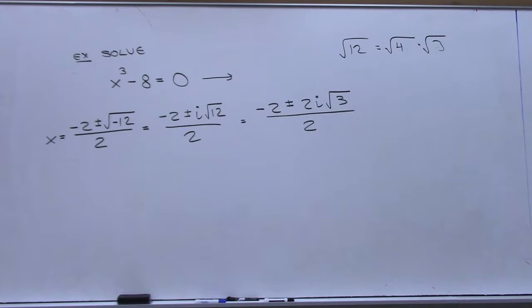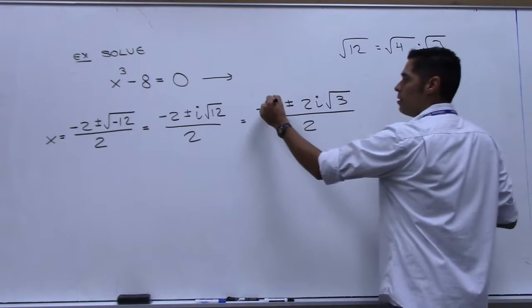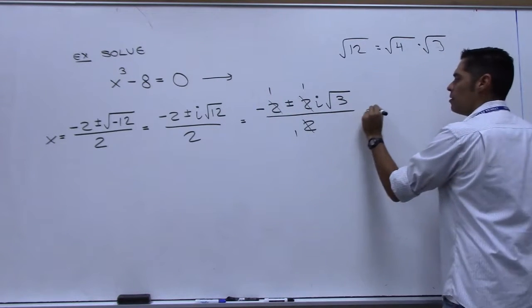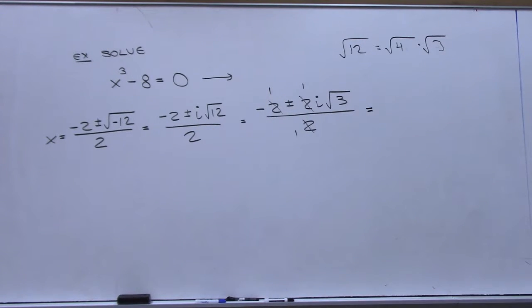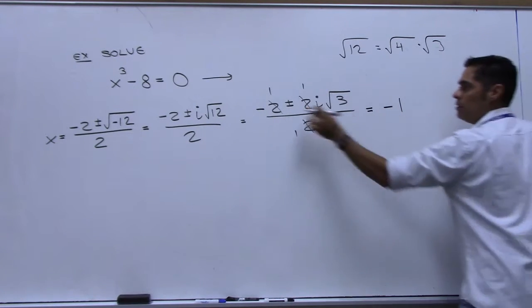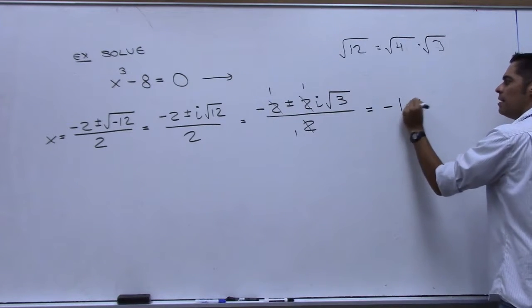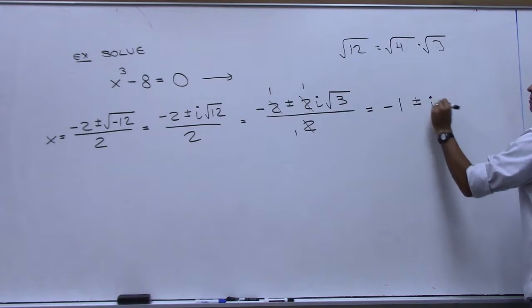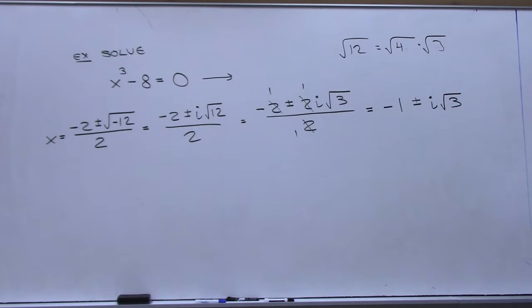There's one more thing we can do. We can reduce everything by a factor of 2. So 2 goes into 2, 2, and 2. That goes in 1, 1, and 1, which leaves me with negative 1 plus or minus i root 3.